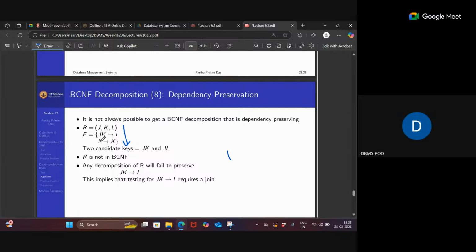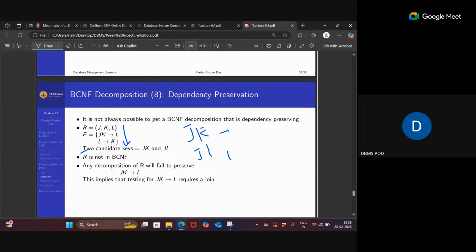So what is our key here? What is not there on the RHS side? J is not there, so J must be a part of the key. Let us take J closure. Only we will get J. Now if we take JK closure, then we'll get JKL. So JK is our key. And let us take JL also. Because L is determining K, we'll get J, L and K also. So these are the candidate keys, JK and JL.